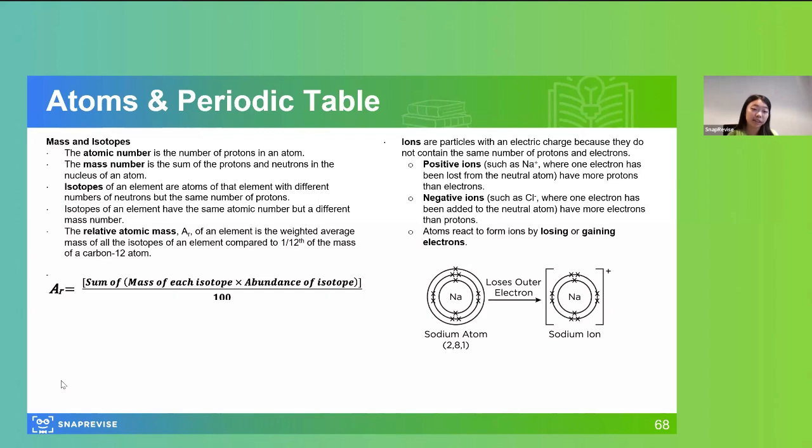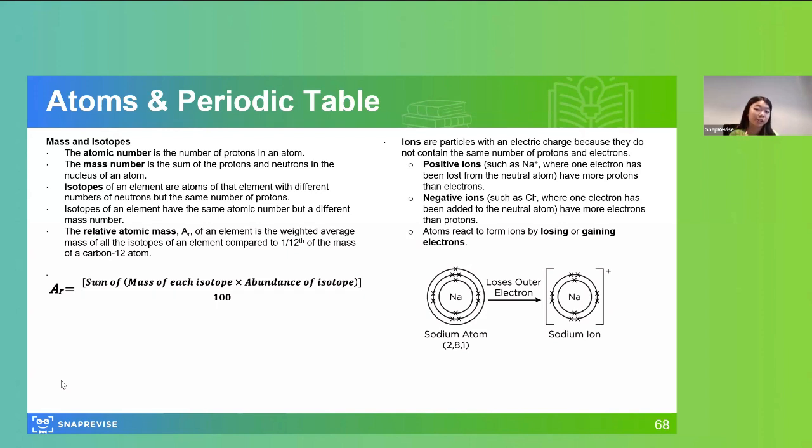You also have to be able to calculate the relative atomic mass through different isotopes. You have the equation right there. It's the sum of the mass of each isotope times the abundance, divided by 100. So if there's like 60% of 30 and 40% of 28, you're going to do 60 times 30 plus 40 times 28, divided by 100. I don't remember the numbers I gave, but that is the equation you need to use.